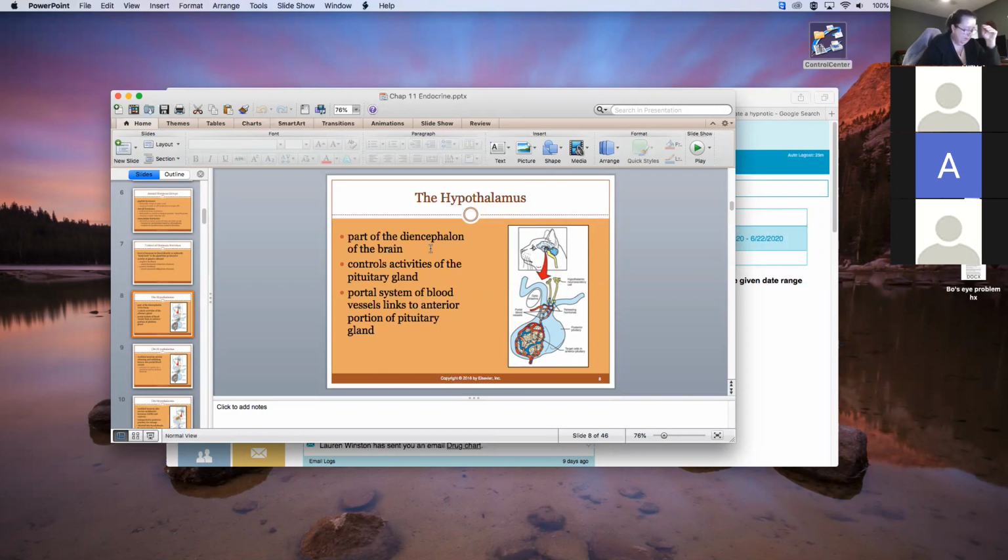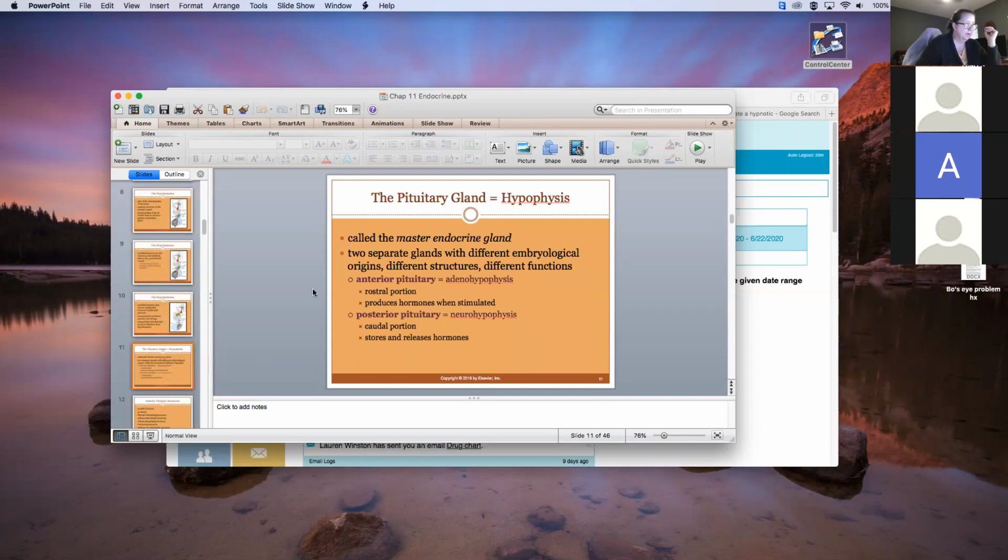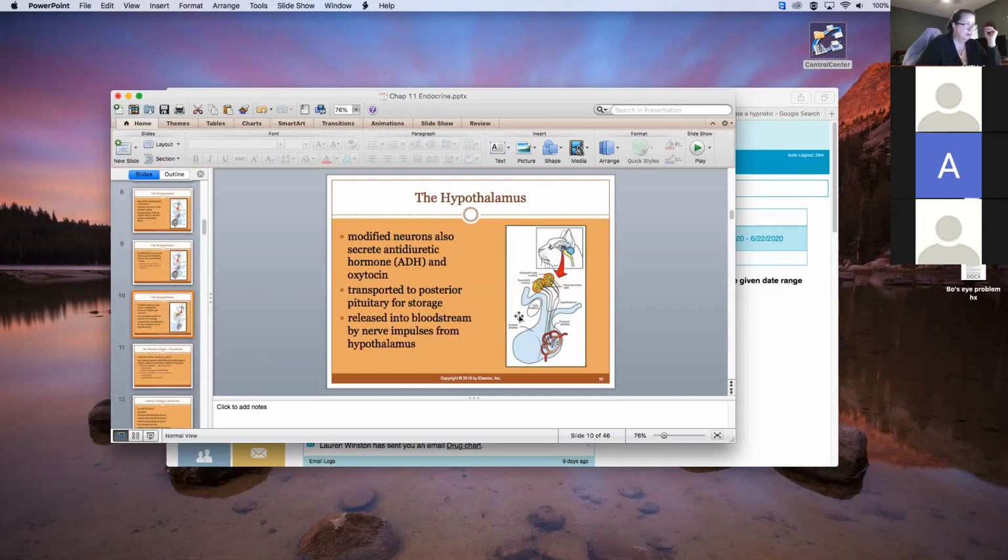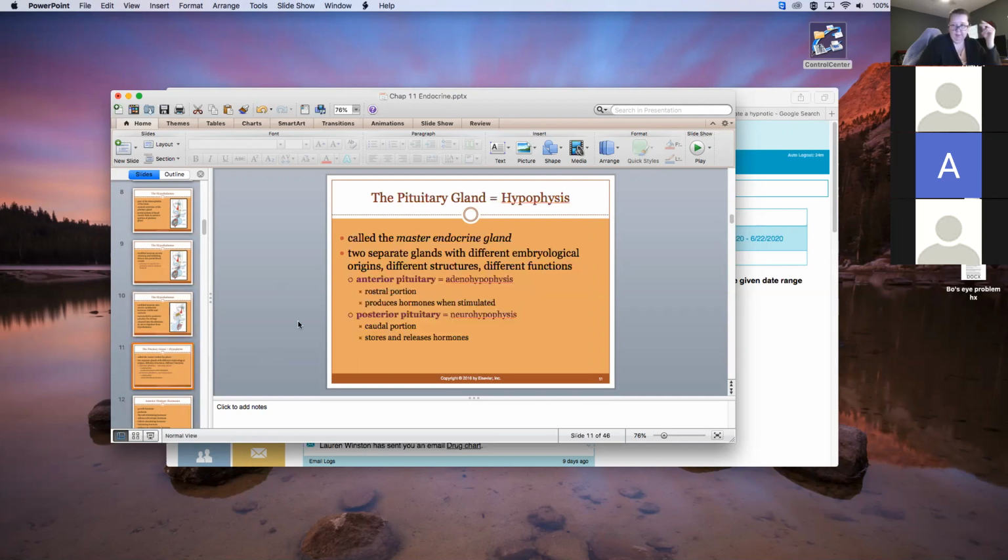Now, what is the pituitary gland? What happens in the anterior and the posterior? So remember, if you look at the pituitary gland, it's basically one structure. But if you remember, I said there's 2 separate glands. It looks like one. Inside, there's 2 separate glands.